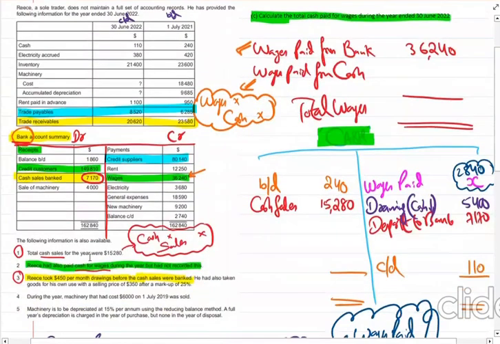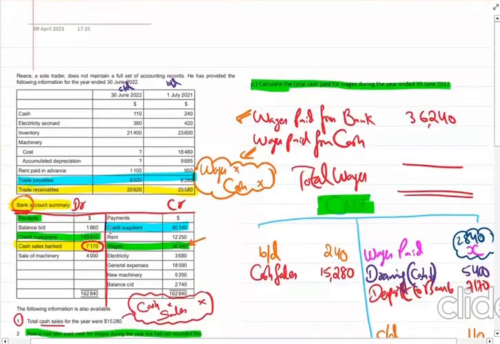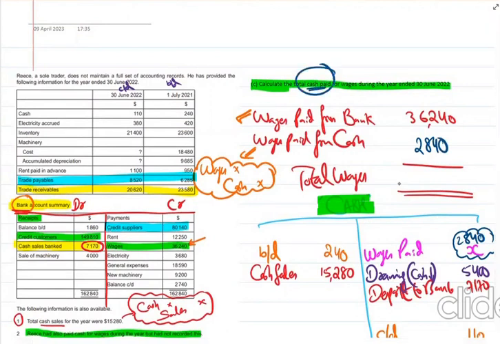We found out that wages paid in cash is 2840. Total wages is not asked, it's asked this, so this is the answer. But if we are asked total wages, we can add them both. This will be required when we make the income statement, because the income statement takes total expense. Correct or wrong? Yeah, correct.